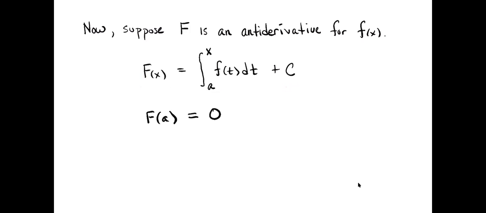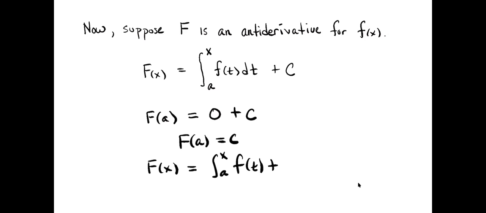So g of a is 0. Sorry, not f, pardon me, g of a is 0. This integral, when you integrate from a to a, you get 0. So I must have the equation that capital F of a is 0 plus c. And that's just another way of saying that capital F of a is actually equal to c. So we know the value of the constant. So this other antiderivative has to be our integral plus that specific constant, capital F of a, whatever the antiderivative of f is.